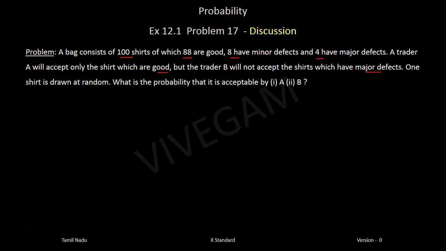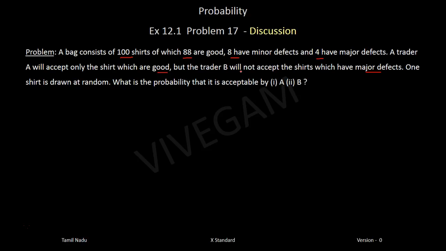Now trader B will not accept shirts which have major defects, which means he will accept good as well as minor. There are two ways of doing this part B. One is 88 are good and 8 have minor. So totally the number of shirts which is acceptable by B is 88 plus 8, that is 96 shirts is acceptable. So the probability of the shirt acceptable to B will be 96 divided by 100. That is one way of doing, right?